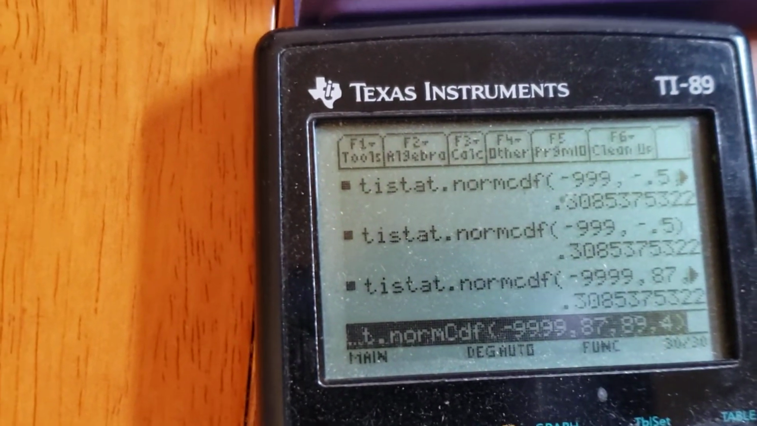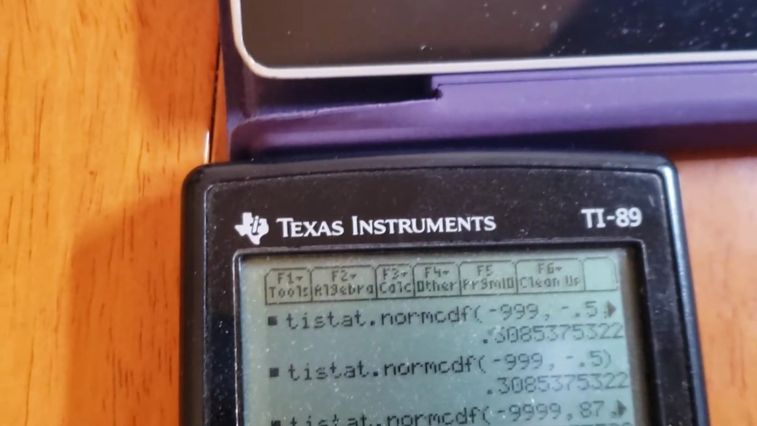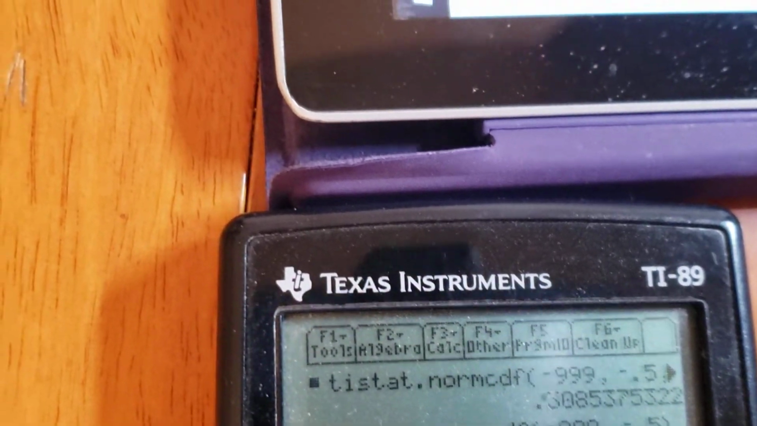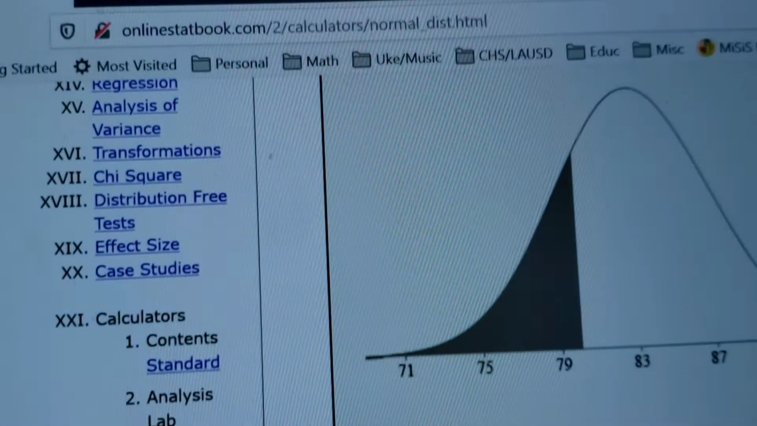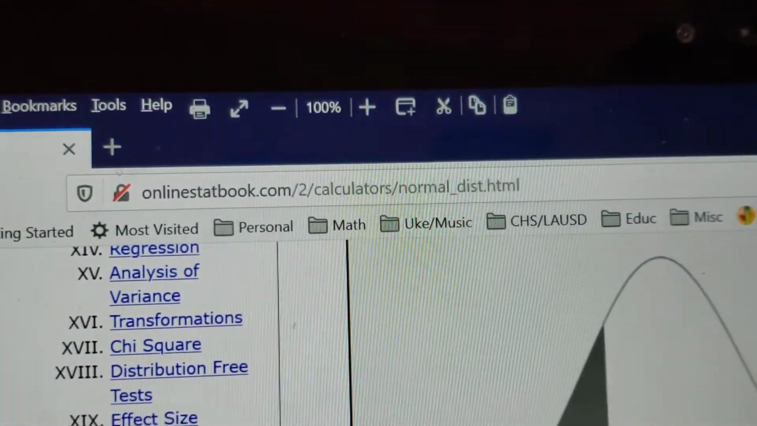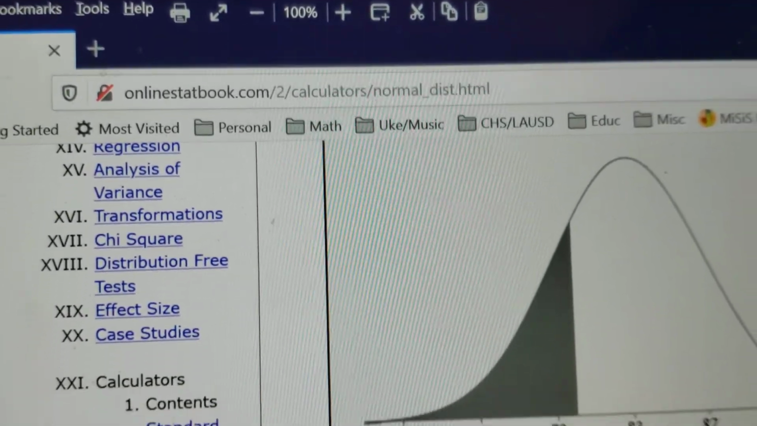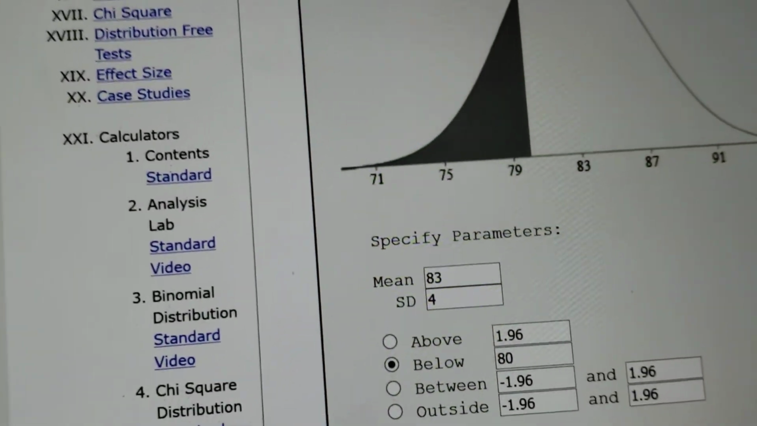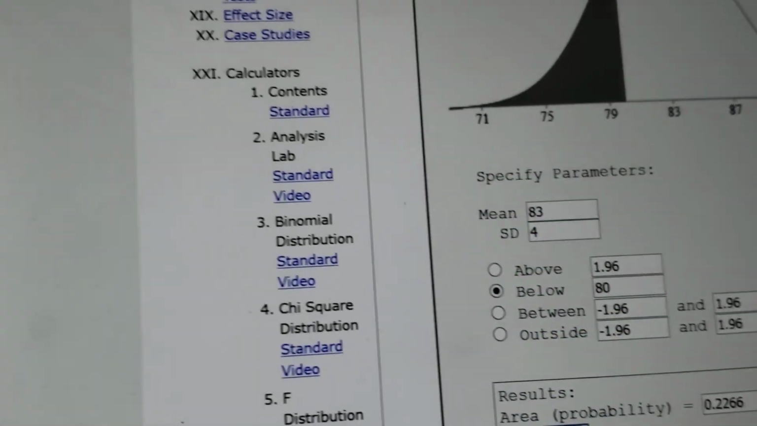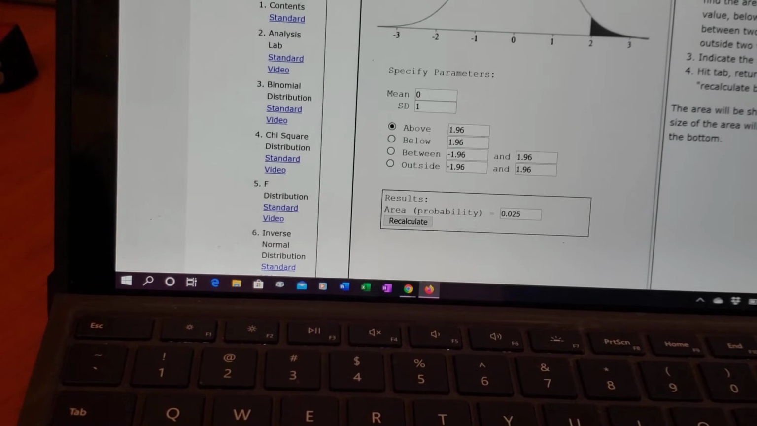I can also do this online. So I posted this online. There's the website, online stat book normal distribution calculator. I posted a link to this in the updates. So I'm going to pause this for a second.